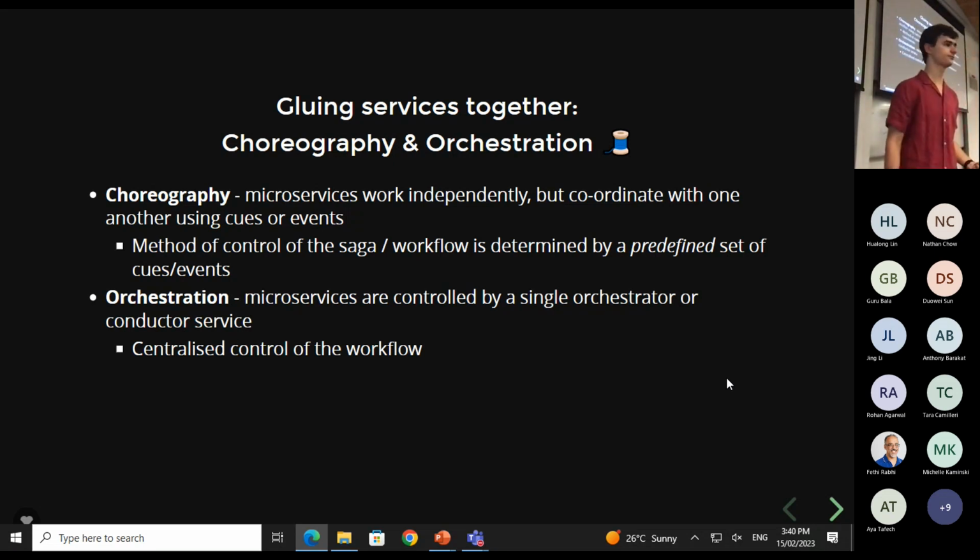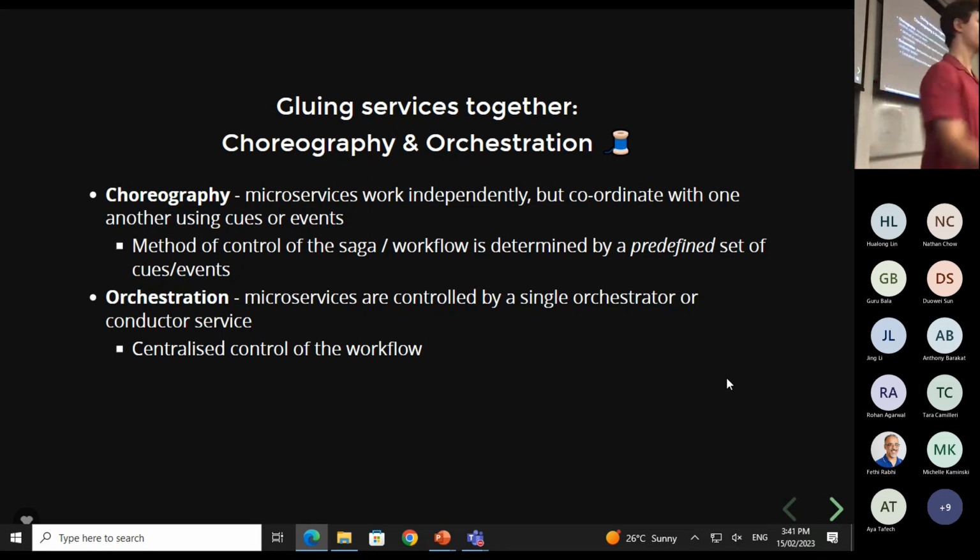They use cues or events. So there's no person mediating or conducting everything, but they understand the process to go through and what to look out for from the other services. Again, think of a dance. As a result, the method of control is determined by a predefined process and a set of cues and events.